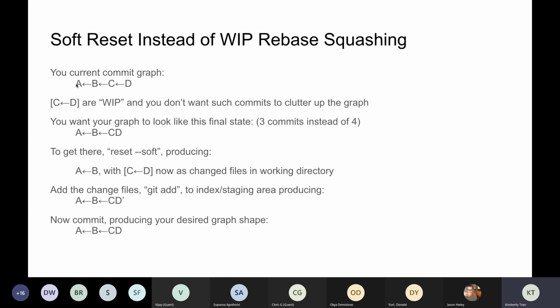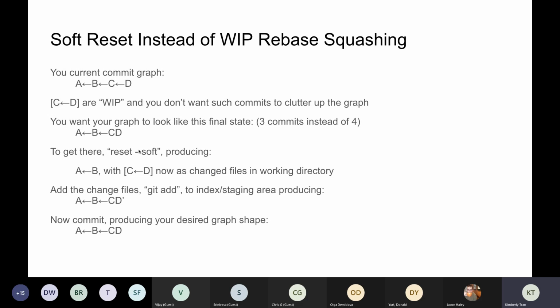So here, this is your current commit graph, C and D are work in progress, and you don't want such commits to cut up the graph because it's just work in progress. So you want your graph to look like this instead: A, B, and C and D are combined into one commit. So you have 3 commits instead of 4. To get there, you do a reset soft. This is the state you want. This is your current state of the graph. This is the graph you want to get to.